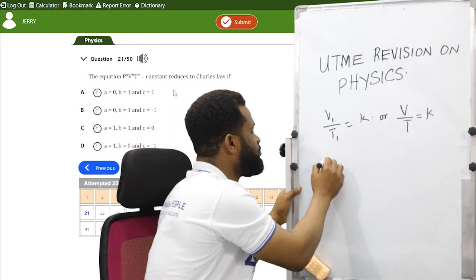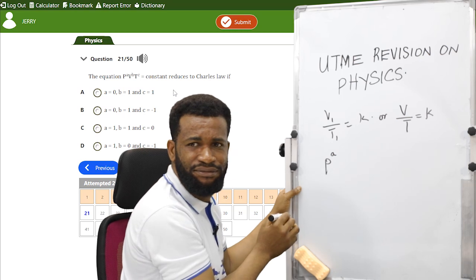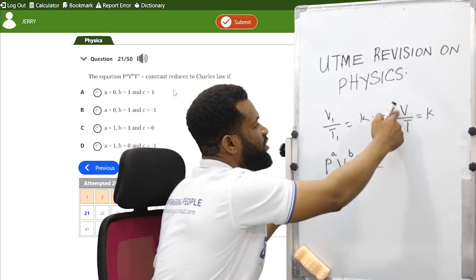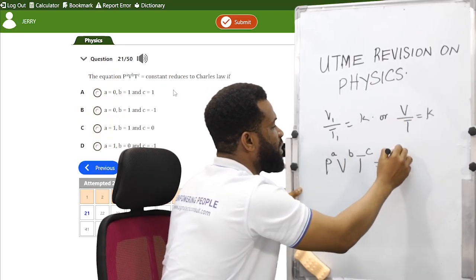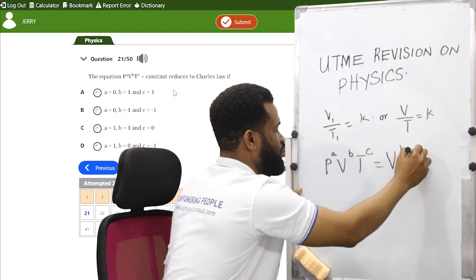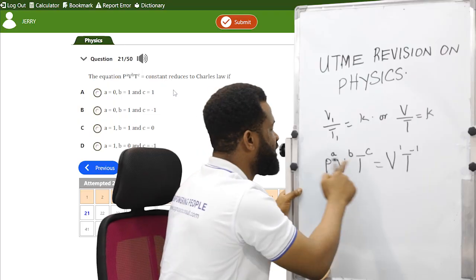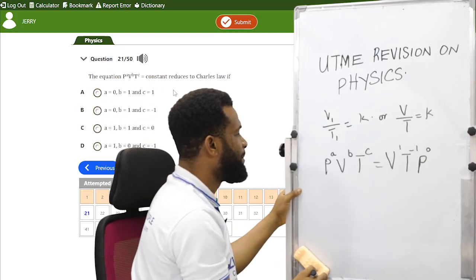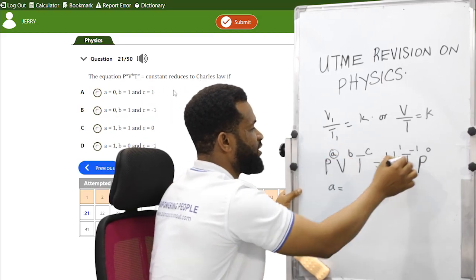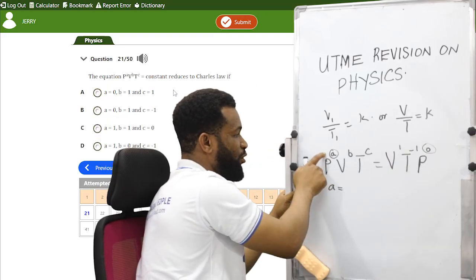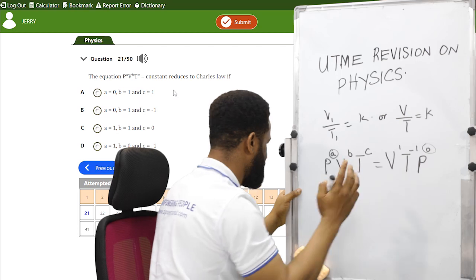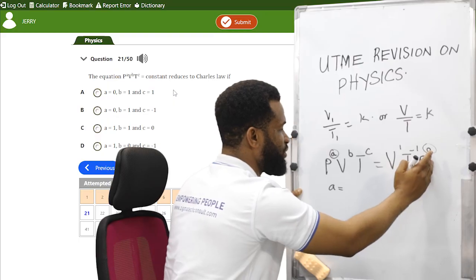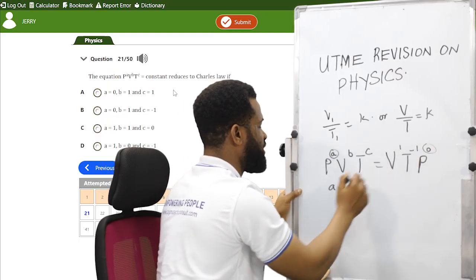Now, the equation is P^a V^b T^c = constant. This same thing can be written in indices as V raised to the power 1 and T raised to the power minus 1, because the 1 divided by T is T raised to the power minus 1. Then since there is no P, P is going to be P raised to the power 0. Therefore, whatever power of P is on this side of the equation will be the same power of P on this side of the equation. So A is going to be equal to 0.